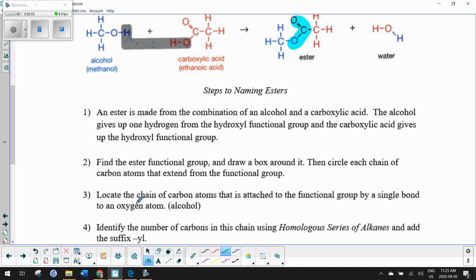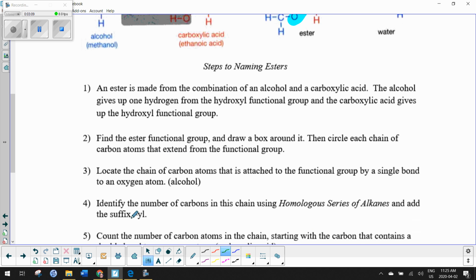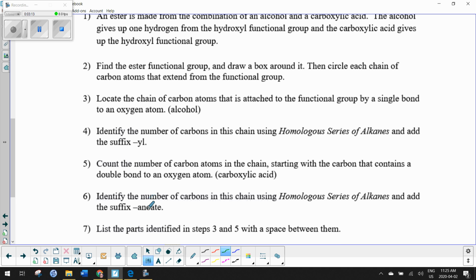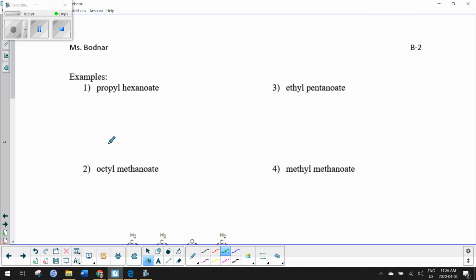Steps to naming esters. It is very important when naming esters to identify the alcohol portion and then the carboxylic acid portion, because the alcohol portion is named first and the carboxylic acid portion is named second. The ending of esters is "-oate". You can read through these when you're doing examples. I'm going to do a couple with you.